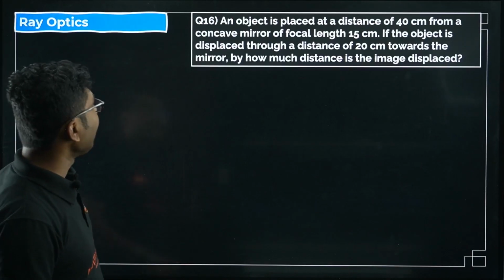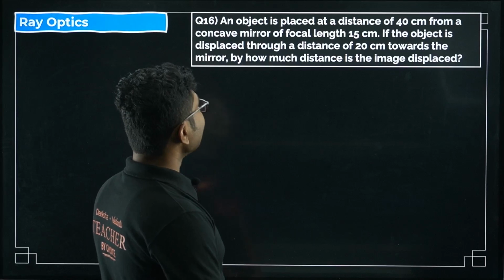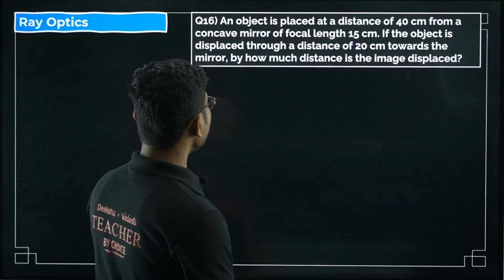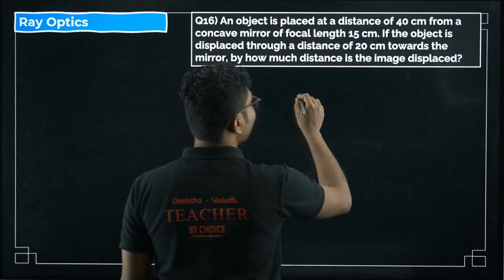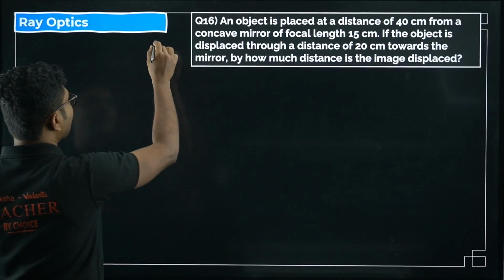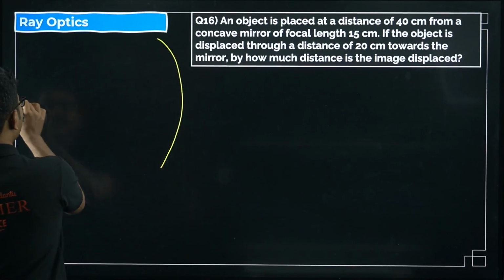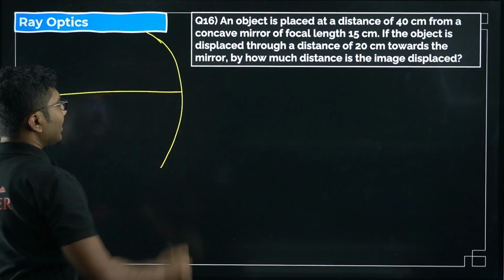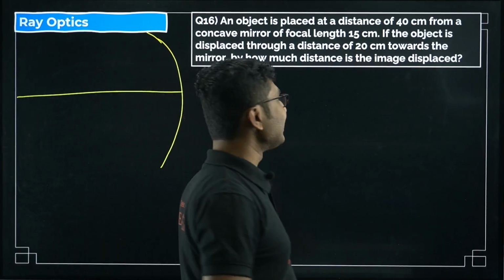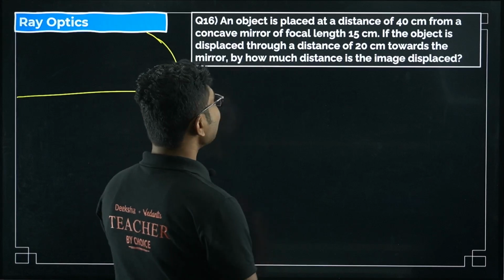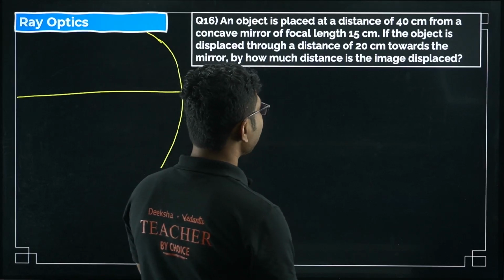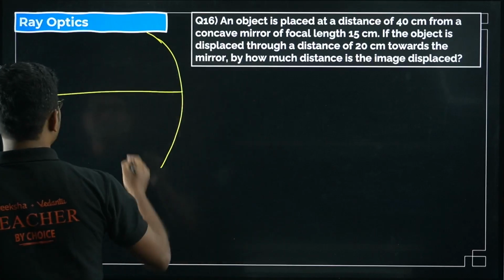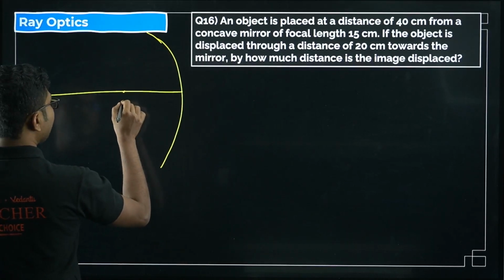Okay, now ray optics. An object is placed at a distance of 40 centimeter from a concave mirror. We have solved concave mirror problems a lot in our class 10th, right? If you have not solved, then this is the time to solve. An object is placed at a distance of 40 centimeter from a concave mirror of focal length 15 centimeter. So focal length is 15 centimeter.